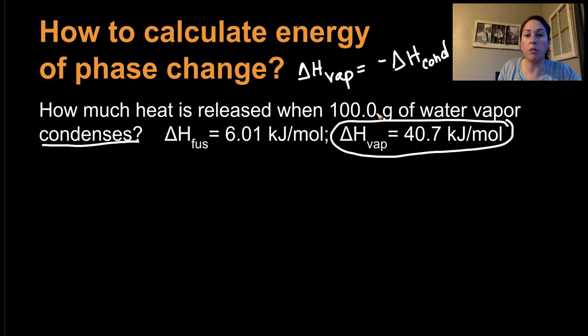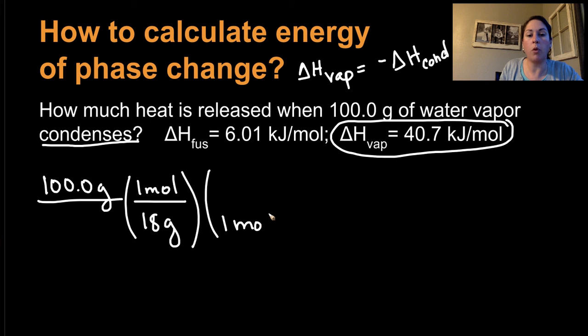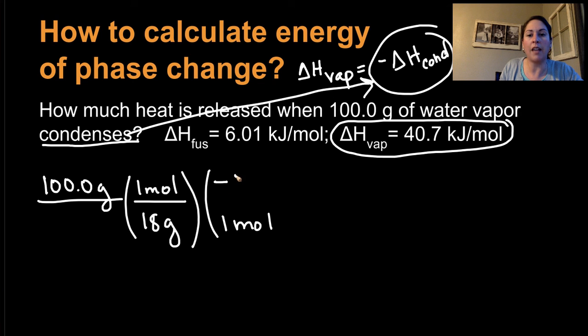Again, we're going to use the molar mass of 18 grams per mole for water. So we're going to start off with our 100 grams. Okay, we need to change into moles, so for every 18 grams, there's 1 mole of water. And now for every 1 mole, because we are condensing, we need to make that a negative 40.7 kilojoules. It's a decimal there.